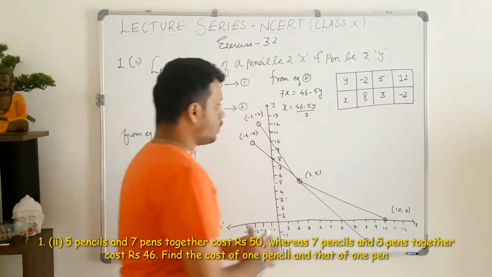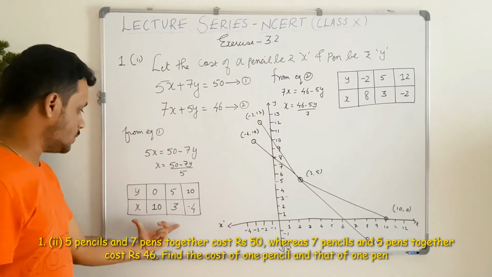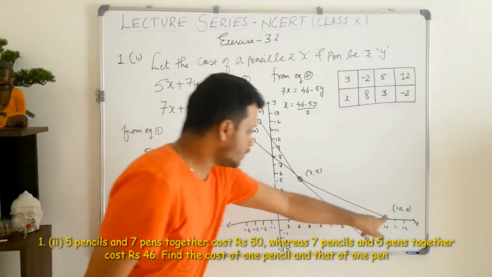So now I am trying to plot this in the graph sheet. So first let's plot these points. So 10, 0 is here.